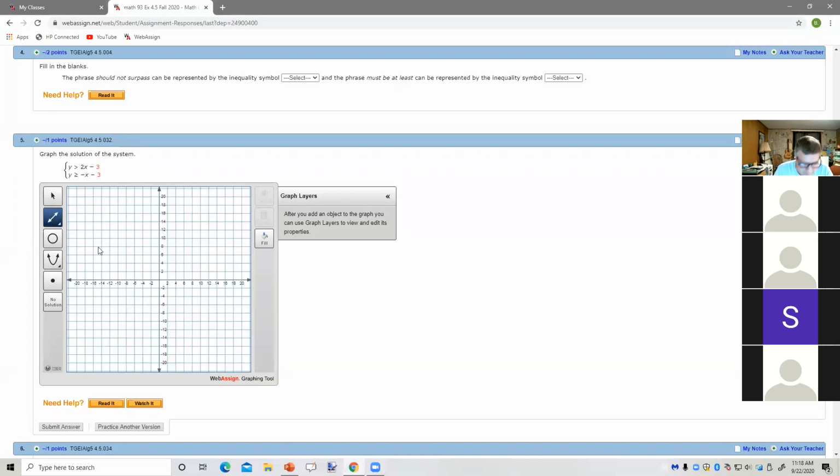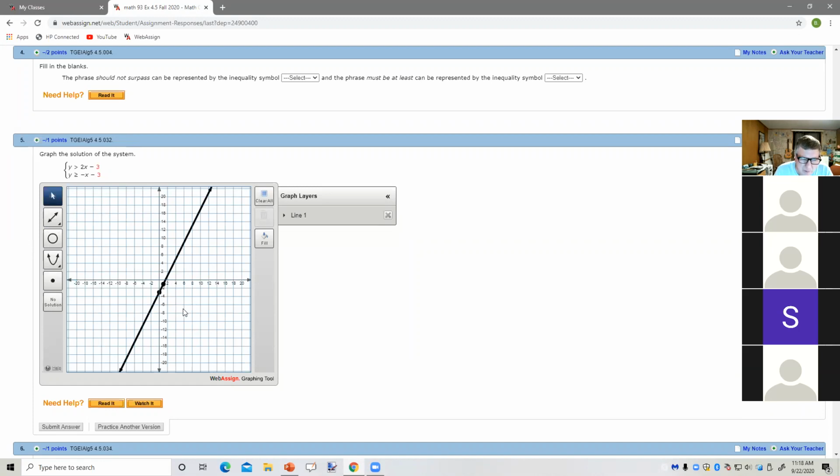Okay, so I've got to have a blue line. The y-intercept is negative. Oh, look at that, my graph's scale is in 2s, so I've got to pay attention to that. Okay, so -3 is going to be right there. I'm going to go up 2 and over 1. If I go up 2, that's going to take me there, and over 1 is going to take me right there.